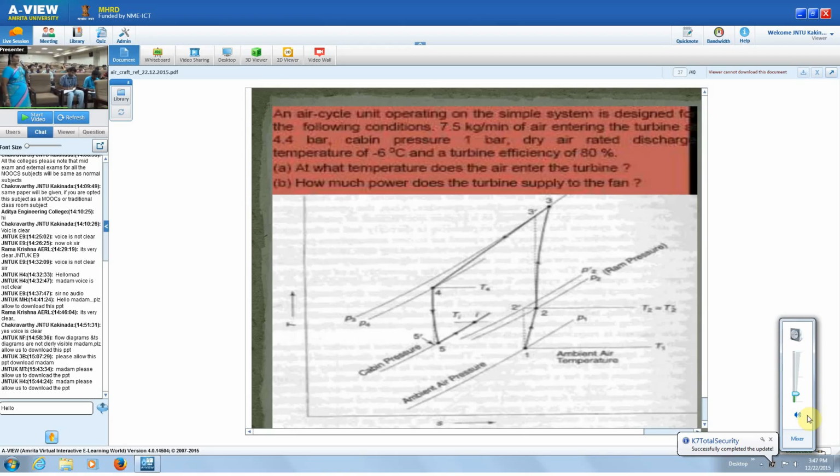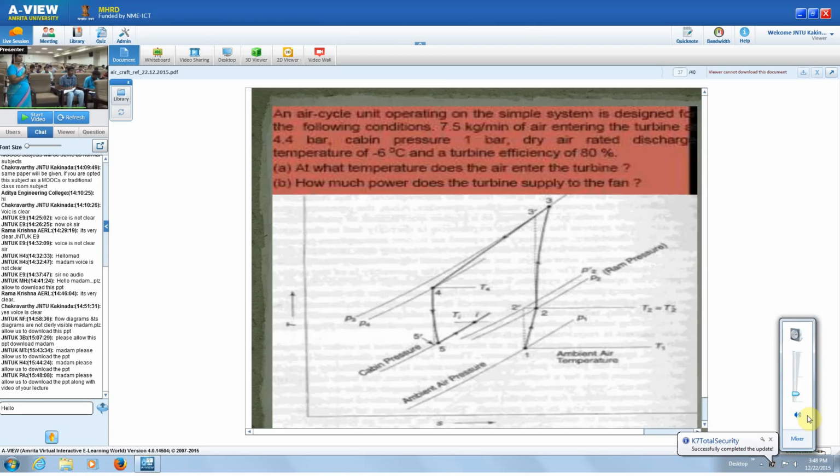At what temperature does the air enter the turbine? How much power does the turbine supply to the fan? In the simple cooling system, the function of the cooling turbine is to run the fan. Whatever work is done by the turbine is utilized for running the fan. The ambient conditions are given, then you have to find out. Here the ramming effect is not given.